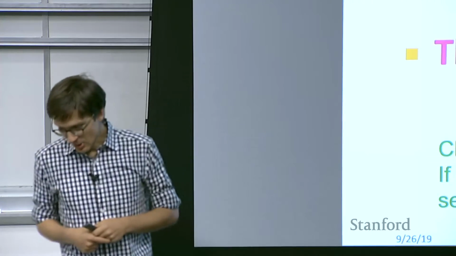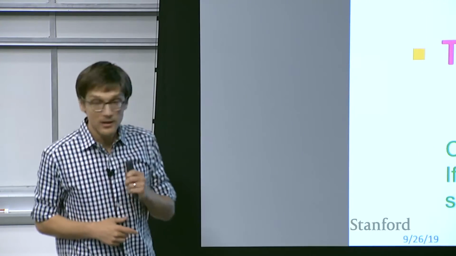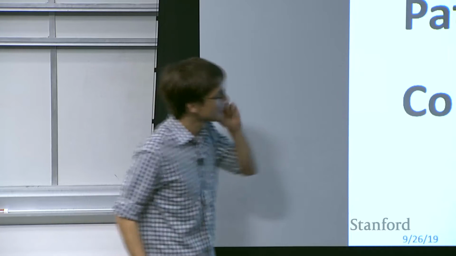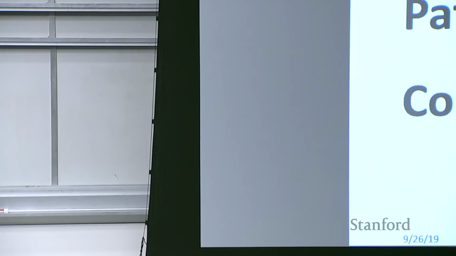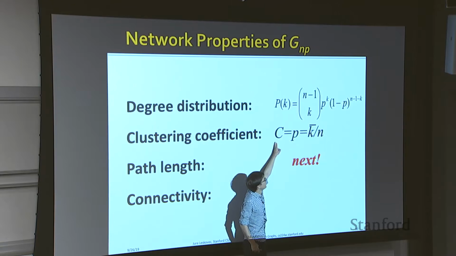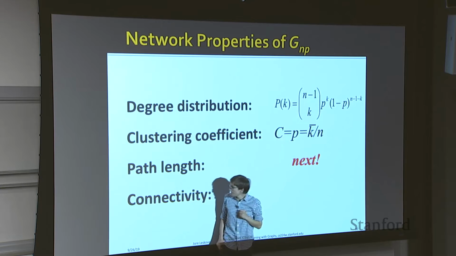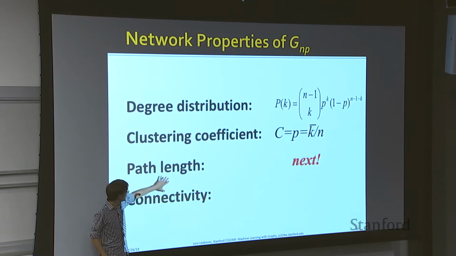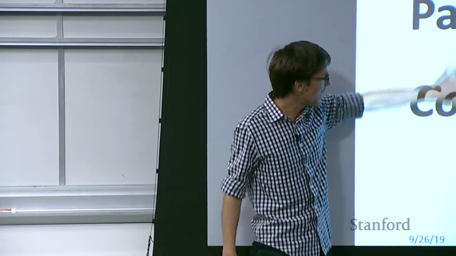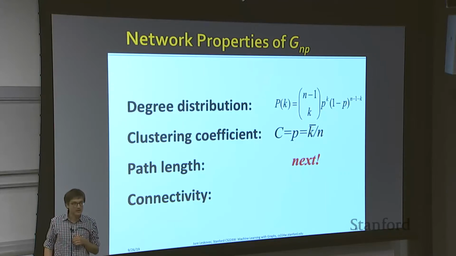So what did we learn so far? We learned that the degree distribution follows a binomial, and we derived an expression for the value of the clustering coefficient. Now I need to show you two other properties. One is the shortest path length, and then I'll give you some facts about whether these graphs are connected or not.